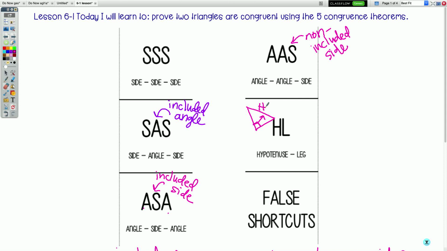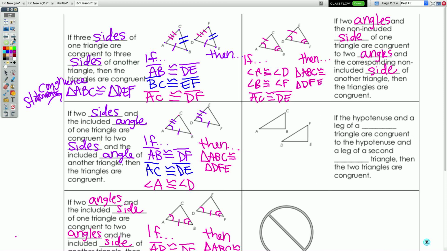Okay, and then the other sides, both of these other sides are called the legs. So either side are the legs. So this tells me I need to have one set of hypotenuses congruent and one set of legs congruent to be hypotenuse leg. But again, it only applies to what type of triangle? Right, a right triangle. So the hypotenuse and a leg of a right triangle are congruent to the hypotenuse and leg of a second right triangle. That would be enough information to tell us that the triangles are congruent.